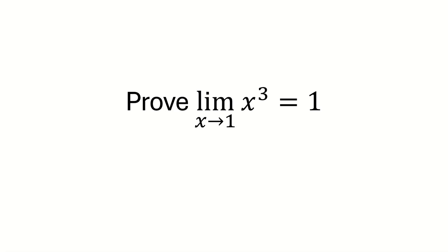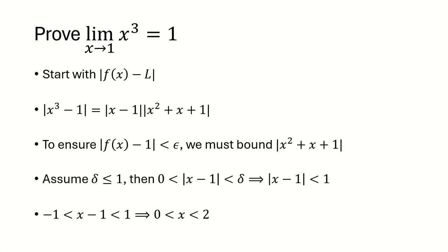We want to prove that the limit as x approaches 1 of x cubed is equal to 1. Let's start off with the absolute value of f of x minus the limit. In this case, it's going to be the absolute value of x cubed minus 1. We can factor that using the difference of cubes. So that's going to be the absolute value of x minus 1 times the absolute value of x squared plus x plus 1.